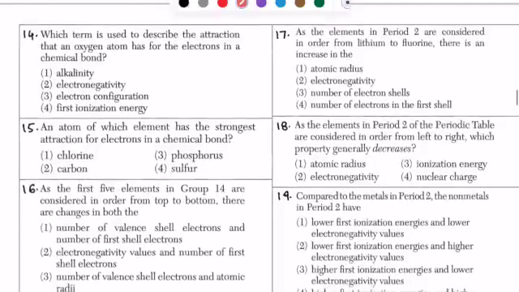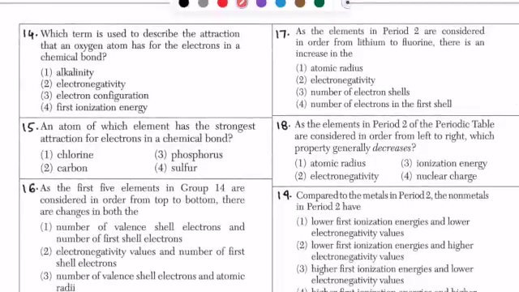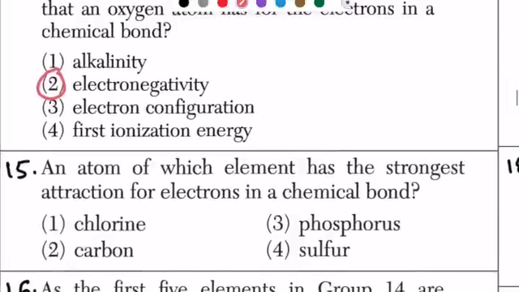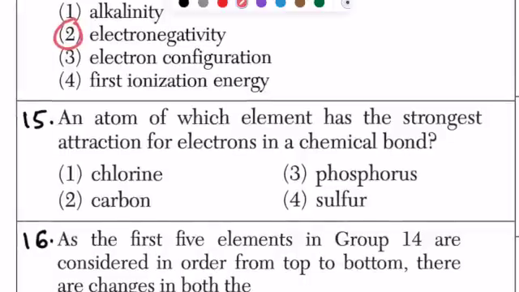Here are a few more questions. So which term is used to describe the attraction that an oxygen atom has for the electrons in a chemical bond? So that is the definition of electronegativity, how strongly an atom can attract the electrons. So an atom of which element has the strongest attraction for electrons? So you see how here they did not word or name the specific property, they just gave you the definition. So strongest attraction for electrons, meaning we are looking for something that has very high electronegativity.